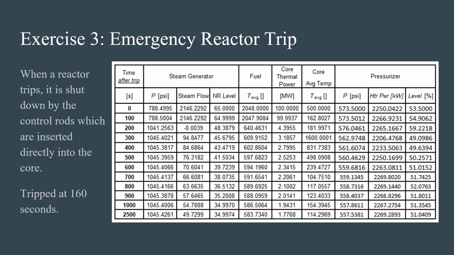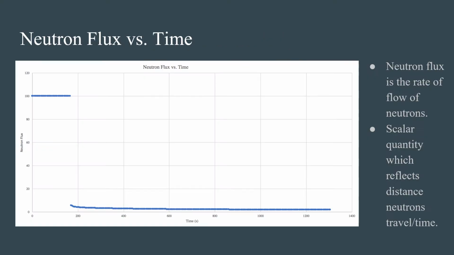When a reactor trips, the control rods are inserted directly into the core in order to shut it down. This process usually takes about 3 seconds, and the effects of this can be seen in the data collected in the graphs we constructed. This first graph represents the neutron flux plotted against time. We tripped the reactor at 160 seconds, which is shown by the immediate drop in flux.